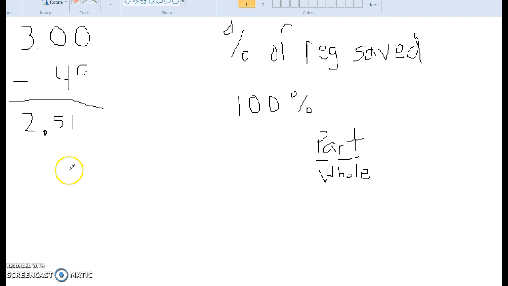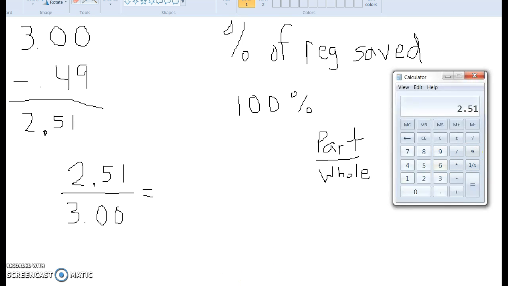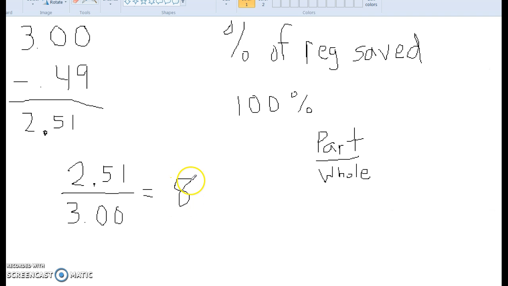So we're going to take now the $2.51 that we saved, and we're going to divide it by the whole price, which is $3. And that's going to give us a percent. So I'm going to take my $2.51 and divide it by $3. This is going to give me 83.8366, and that last number is going to keep repeating.